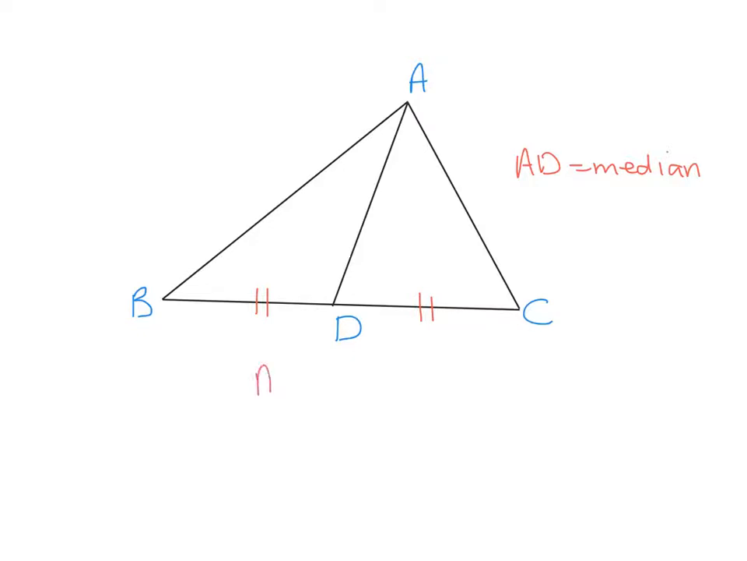So the area of triangle ABD equals the area of triangle ADC. And therefore, if ABD was 10 centimeters squared, then this area would also be 10 centimeters squared.